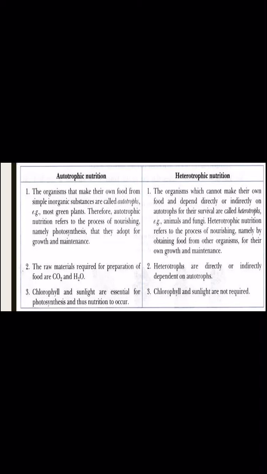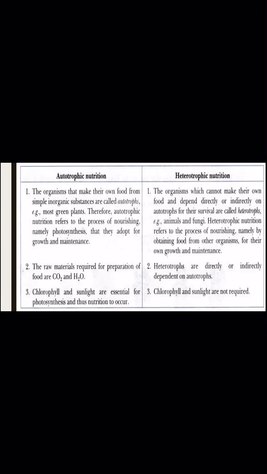So talking about the difference between autotrophic nutrition and heterotrophic nutrition, the organisms which make their own food from simple inorganic materials such as CO2 and water are termed autotrophs. For example, green plants, by the process of photosynthesis, for their growth, for their repair, and also for giving to others. And the organisms which cannot prepare their own food and have to depend directly or indirectly on the autotrophs for their food requirement are termed heterotrophs.